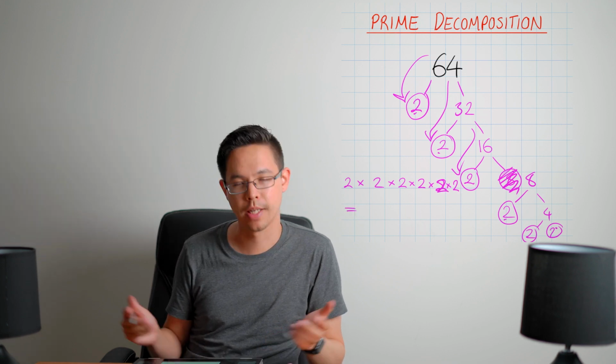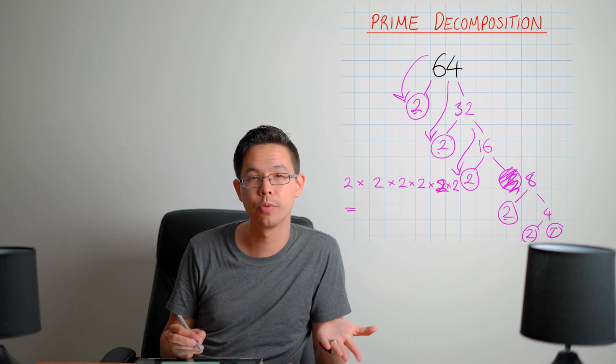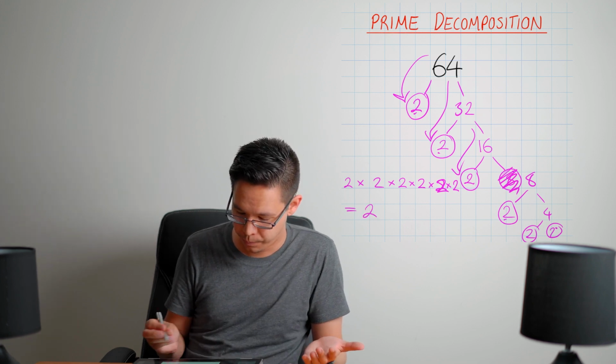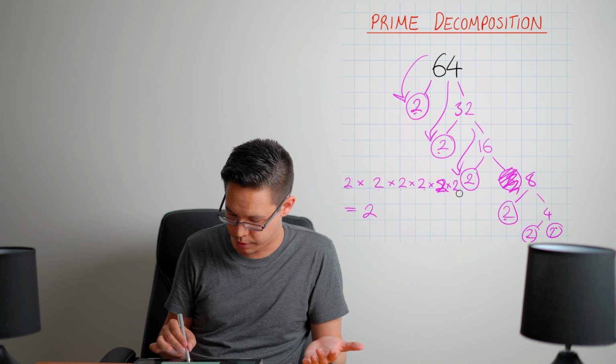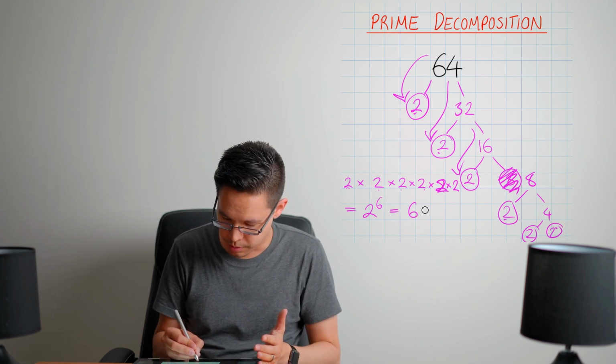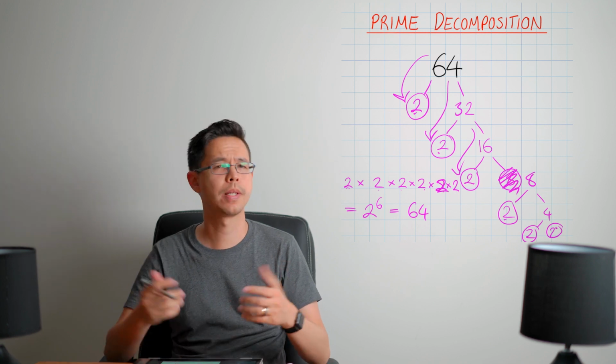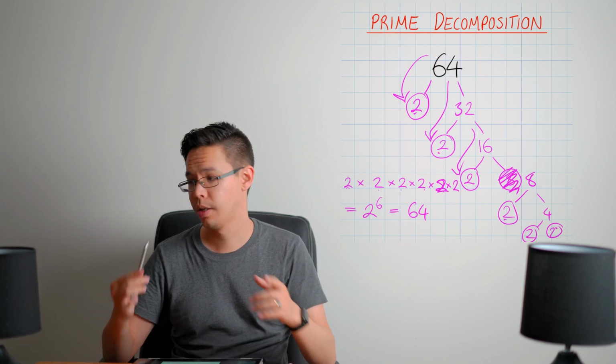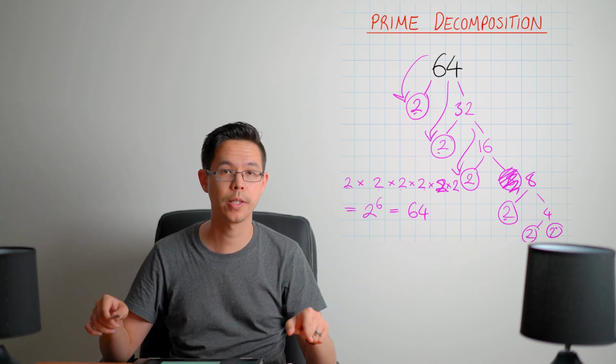We know that we can actually shorten that using index form or power form. So 1, 2, 3, 4, 5, 6, because I've forgotten already. 2 to the power of 6 is equivalent to 64. So that's basically what prime decomposition is. Find the factors, use a factor tree.